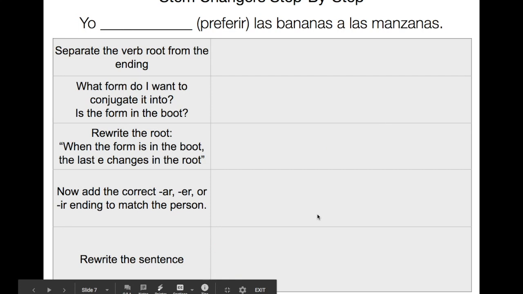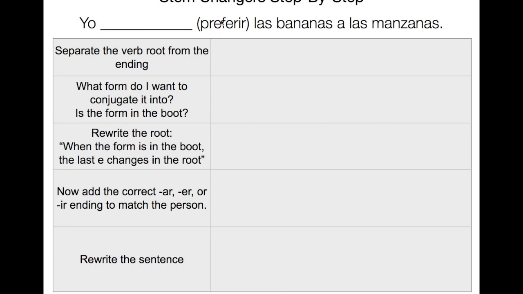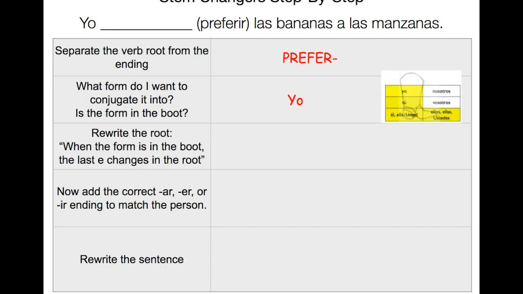Another sentence. You want to conjugate the verb in the sentence. Yo, the verb is preferir las bananas a las manzanas. Step 1, separate the verb root from the ending. Go ahead. Sí, prefer. Should be your answer. Step 2, what form do I want to conjugate it into? Is the form in the boot? Look at the sentence. Sí, yo is the form. Is yo in the boot? Sí, it is.